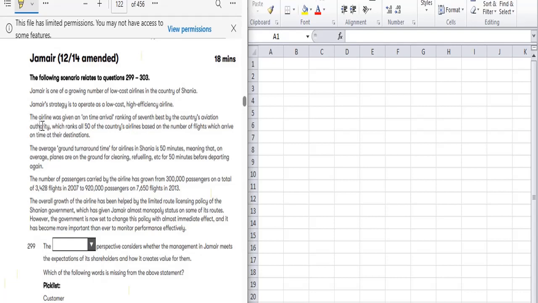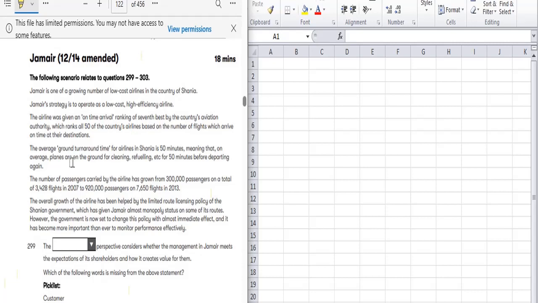The airline was given an on-time arrival ranking of 7th best by the country aviation authority, which ranks all 50 of the country's airlines based on the number of flights which arrive on time at their destinations. The average ground turnaround time for the airlines is 50 minutes, meaning that on average planes are on the ground for cleaning, refueling, etc. for 15 minutes before departing again.